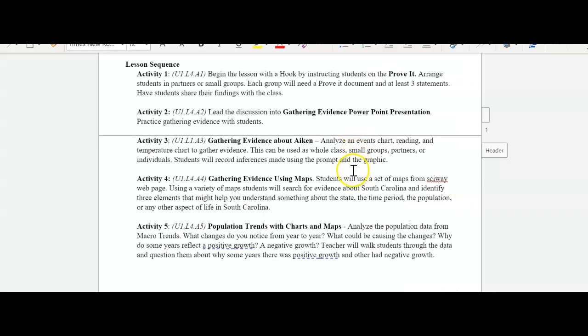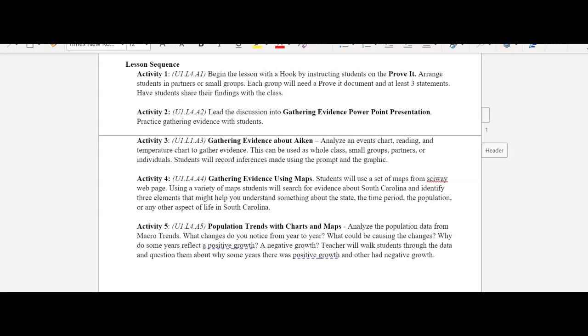All right, and then that brings us to our last activity, which is population trends with charts and maps. And here they're going to be analyzing some population data, and they're going to be looking for the changes over time. Like, what are they seeing? What's causing the changes? Based on the year, here's where we'd like to bring in some history, like what was going on during history that might cause these types of changes. And why do you see a positive growth in some years and a negative growth in others?